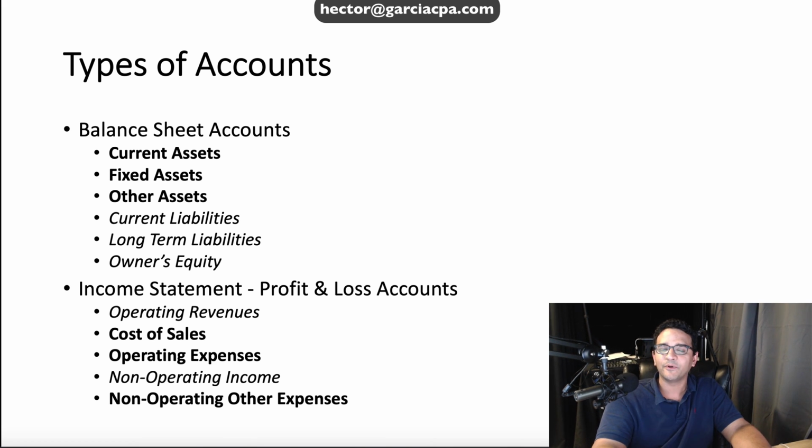Depreciation is another example, which is the portion of your fixed assets that you're converting from an asset to an expense over the years to represent the reduction of value of fixed assets over time. That's depreciation. That would be another example of a non-operating expense.